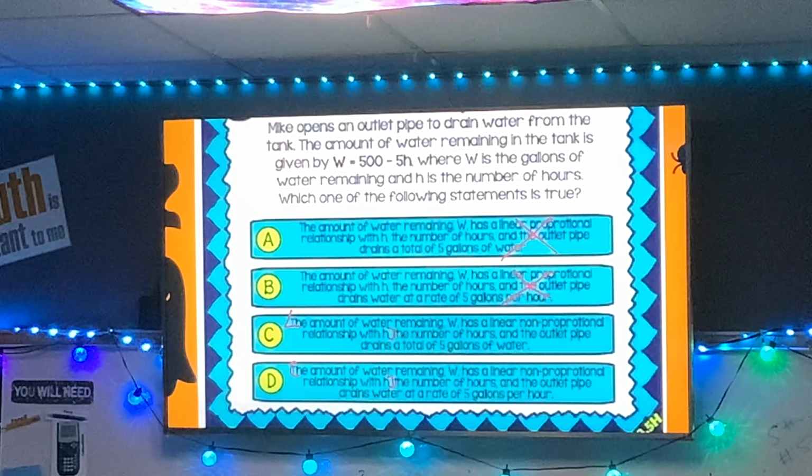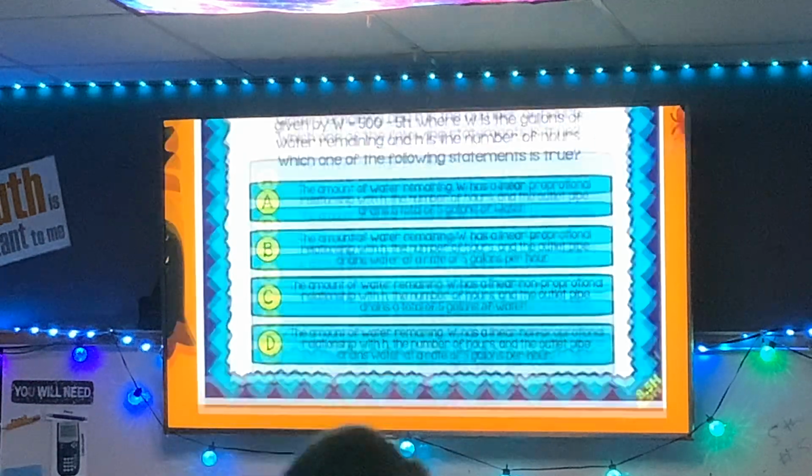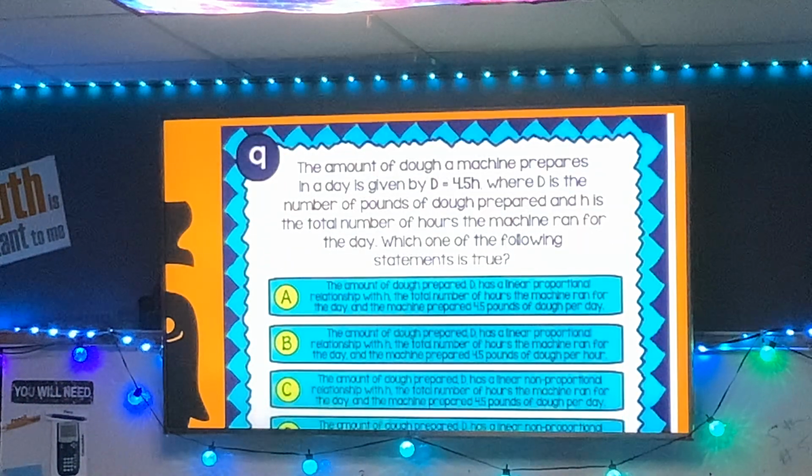C says the number of hours and the outlet pipe drains a total of 5 gallons of water. No. Or the number of hours an outlet pipe drains water at a rate of 5 gallons per hour. It's not going to drain a total of 5 gallons of water. 5 per hour. You do 9 and 10.